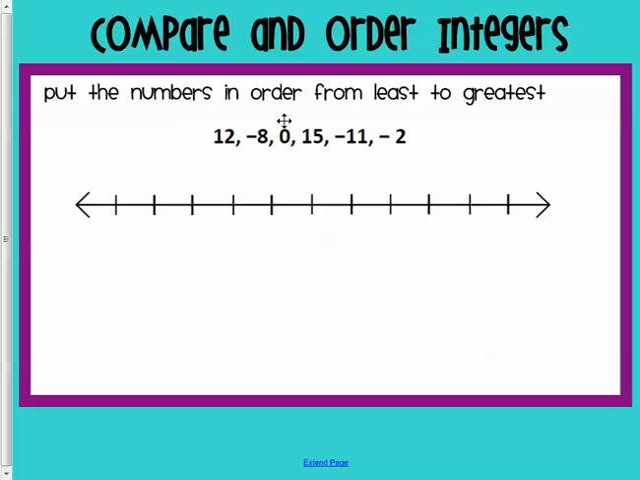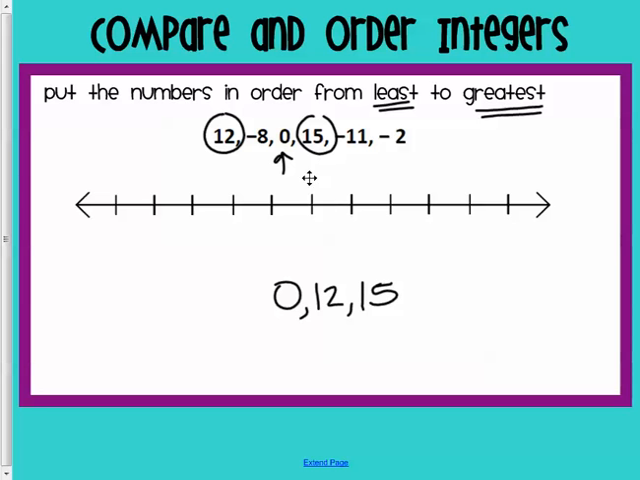Okay, so what if they ask us to put things in order from least to greatest? Well, I always look for my 0. If they don't give you a 0, then I always start with my positives. But in this case, I'm going to start with 0, and I'm going to find all of my positives. Okay, so +12 and +15. Who's greater? 15 is the biggest, so after 0, I put 12 and then 15.